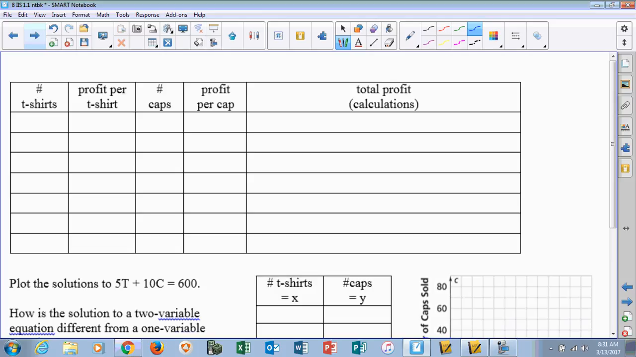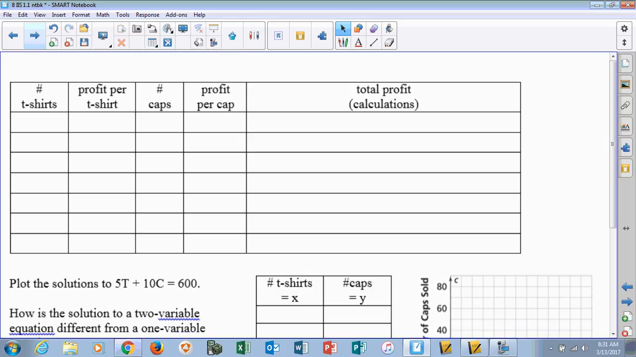Your job is you and your group are going to come up with the number of shirts and caps that are going to give you at least $600, okay? So you'll fit your numbers in here, you'll figure out the profit, and make sure they're over $600. You're going to add them up here, show me your calculations, okay? Then down below, you're going to take those solutions and plot them, okay?